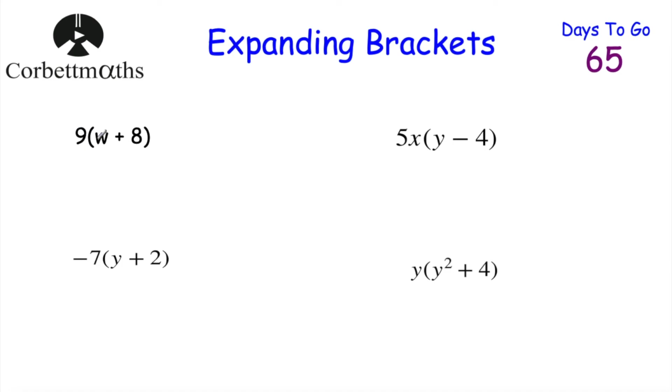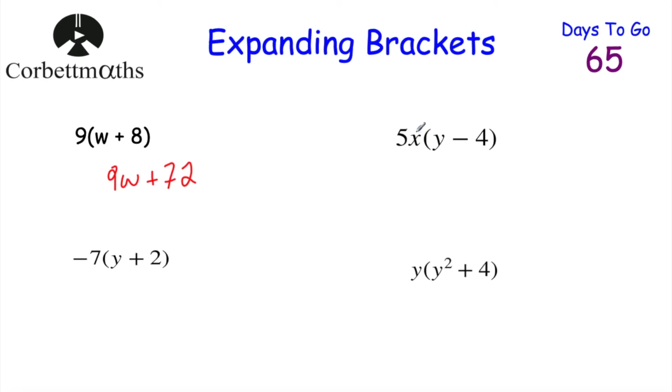So we've got 9 bracket w plus 8, close bracket. So we need to multiply what's inside the bracket by 9. Okay, so 9 times w would be 9w. And then we've got plus, and 9 times 8 would be 72. So if we were asked to expand 9 bracket w plus 8, close brackets, the answer would be 9w plus 72. And if you got that, well done.